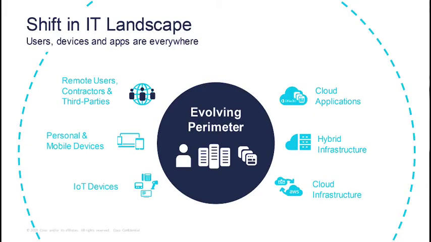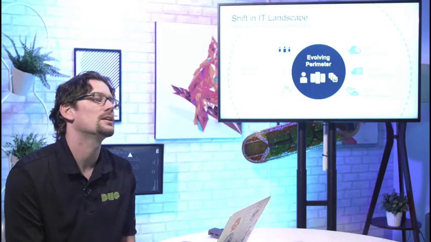There's been a big shift in the IT landscape, with users, devices, and applications everywhere. What this means is that users are now remote, they're contractors, third parties, and they're using their personal and mobile devices to do work. There are IoT devices everywhere, and we're also seeing heavy cloud adoption, hybrid infrastructure, and cloud infrastructure. And so the perimeter is really evolving.